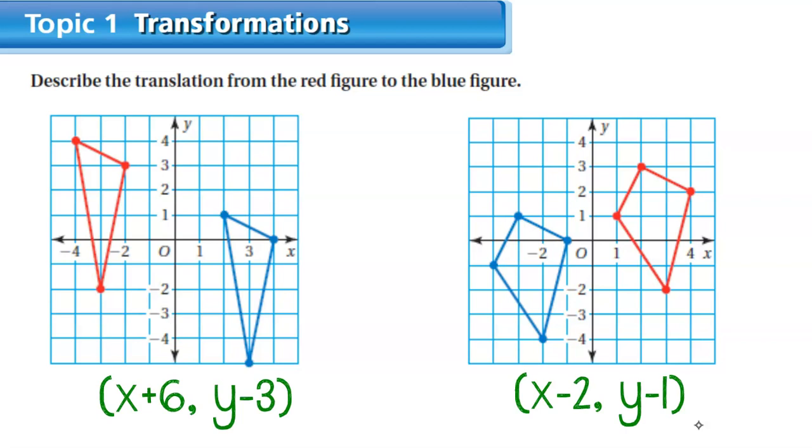How did you do? Did you use mapping notation or letter notation? Either one is right. Alright, you learned how to transform a coordinate by simply changing the ordered pair. And that's the end of this lesson.